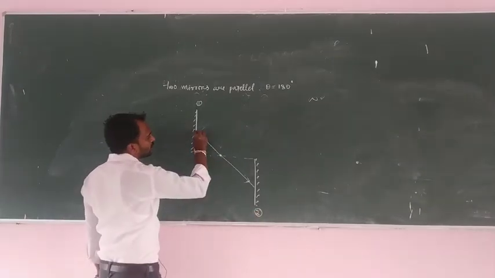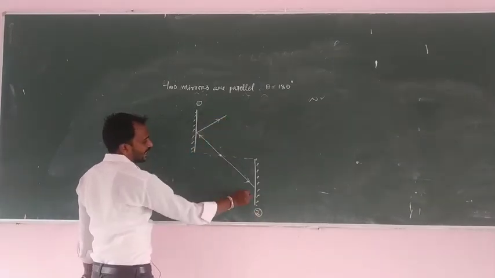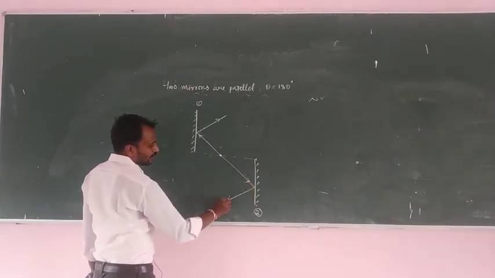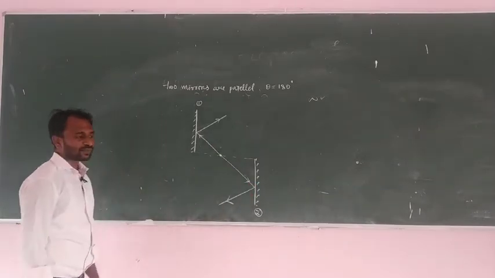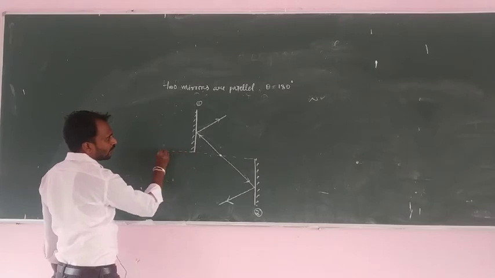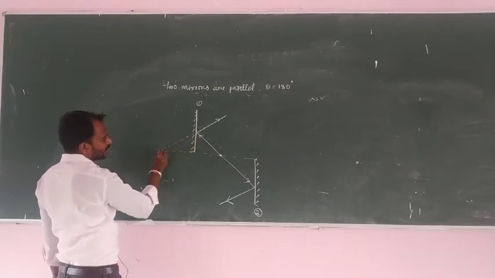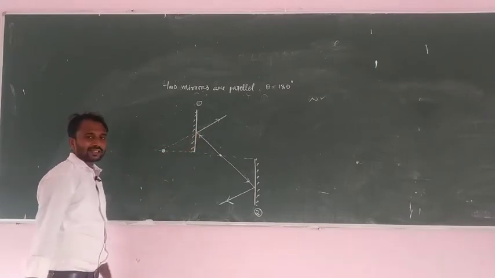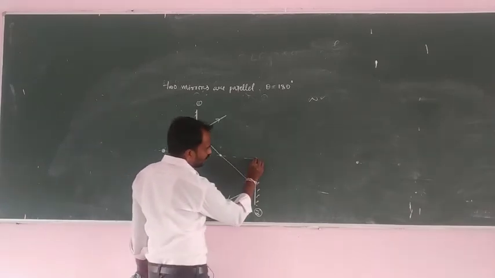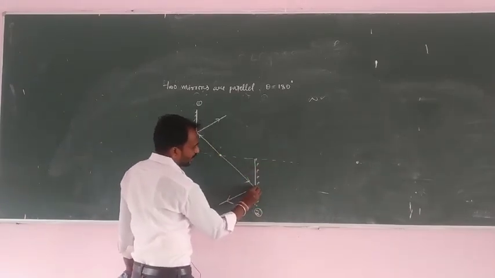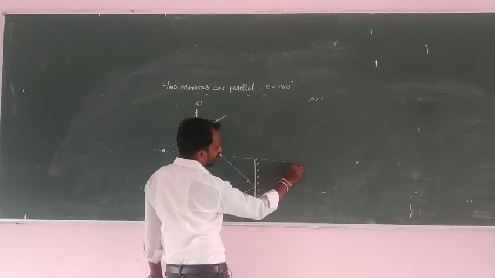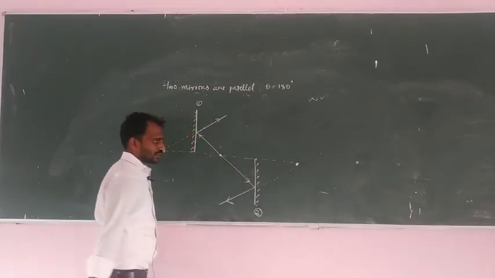Then what happens? This light ray is reflected in this direction, and this light ray is also reflected in this direction. Then if we extend this light ray, here we will get the image. Again here also, if we extend this light ray, here we will get the image.